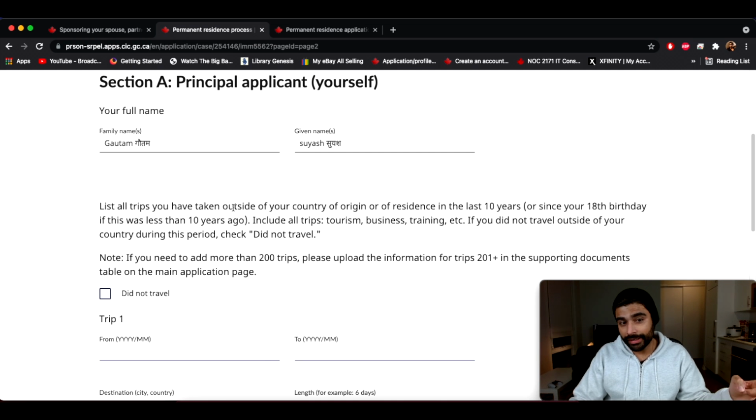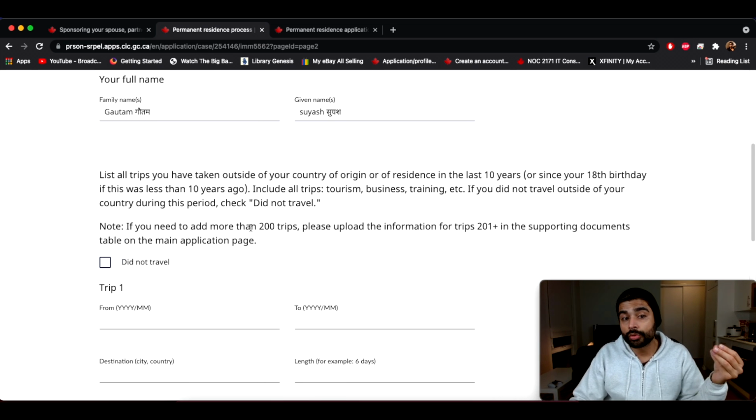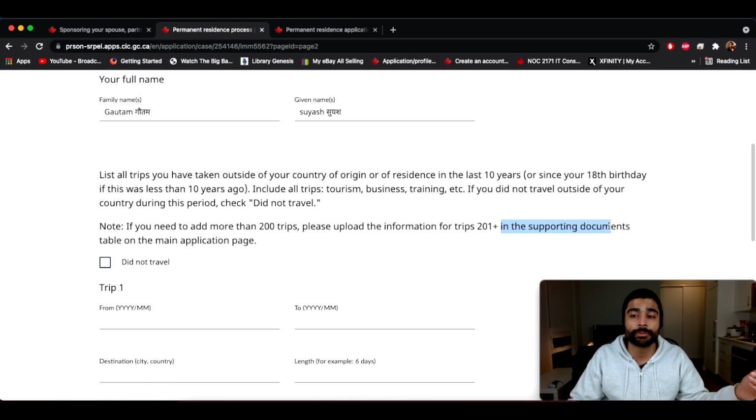List all trips you have taken outside of your country of origin or of residence in the last 10 years. So it says if you need to add more than 200 trips, please upload the information for trips 201 plus in the supporting documents table on the application page. If you've flown outside of India 200 times in the last 10 years, which would only be the case if you're really a travel enthusiast and have a lot of money or you work in the airline industry. So it's very common for air hostesses or air stewards to travel that many times in 10 years, okay? They actually do these many trips in 1 year.